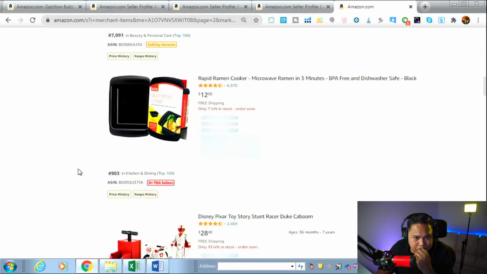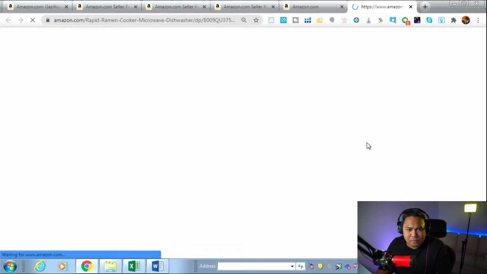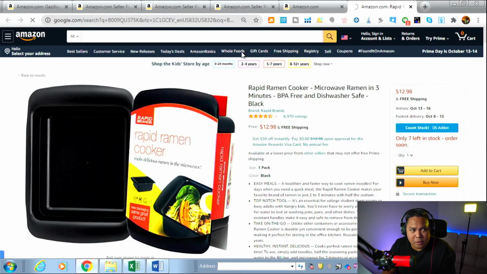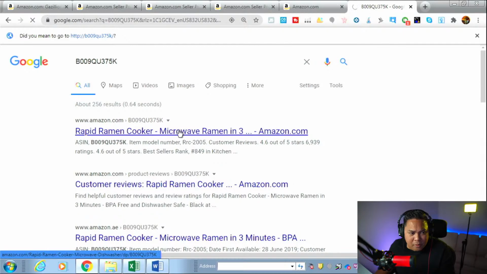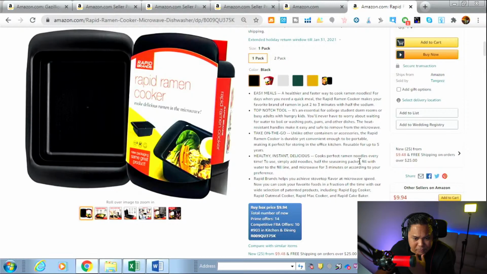Rapid ramen cooker, cool. Price is kind of low though, but let's take a look at it. Copy the ASIN, type it in the search bar. So right now, FBA price is $9.94 actually. Can you still profit from this? Let's see.